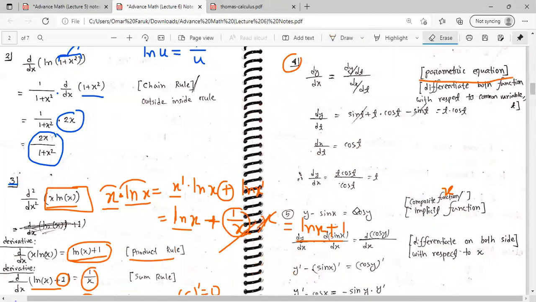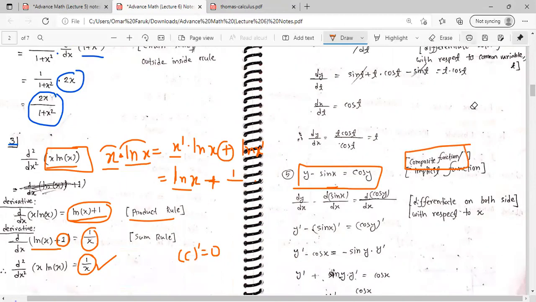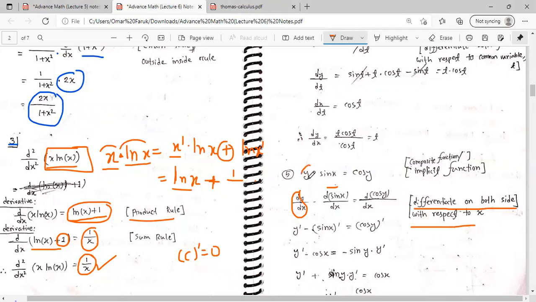So now see number 5. We have y minus sin x is equal to cos y. So this is a composite function, because you can see we cannot keep y on the left side. So we differentiate both sides with respect to x. That means dy by dx, d by dx of sin x, and d by dx of cos y.